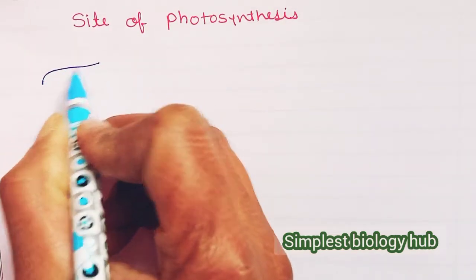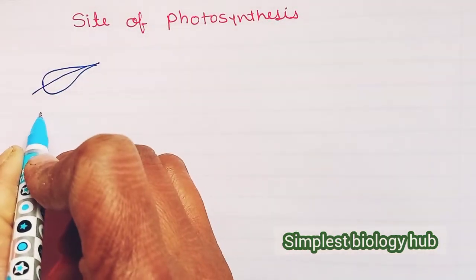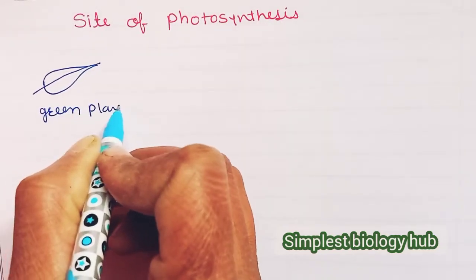We continue with the topic site of photosynthesis, where the actual process of photosynthesis takes place. From the lower classes we already studied that the process of photosynthesis takes place in green plant leaves.